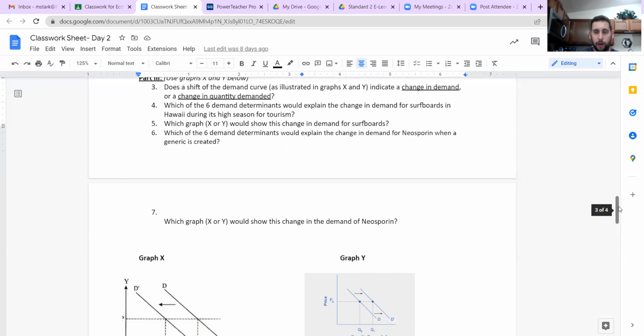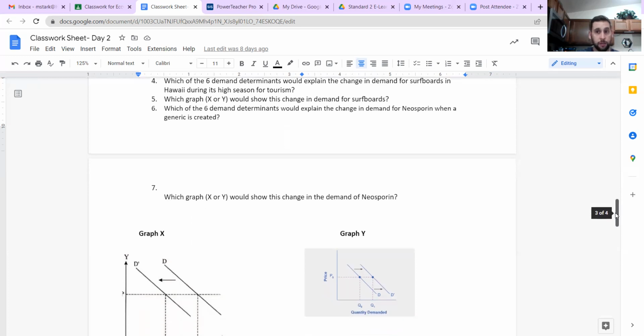So if you have the demand for surfboards in Hawaii during high tourist season, that's going to be an increase in demand. Everyone's going to want a surfboard. Left is less, right is more. That would be graph Y.